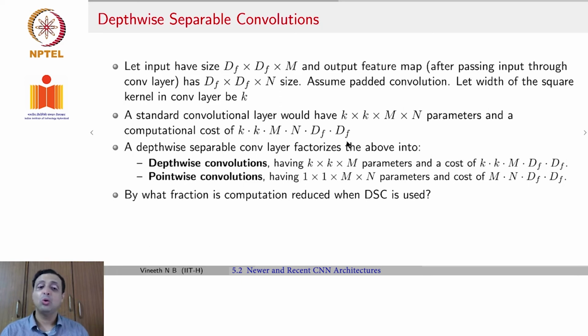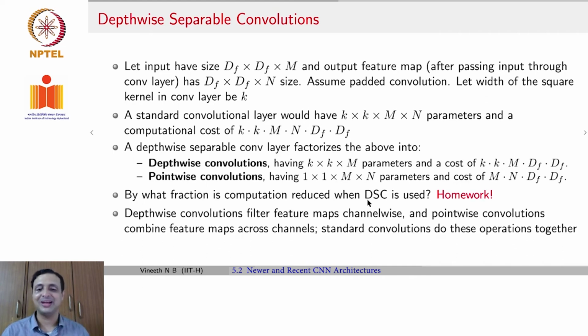So if you now see, what was multiplicative in terms of these parameters now becomes an addition of K into K into M into Df into Df plus M into N into Df into Df. By what fraction is computation reduced? You can try computing it yourself, but clearly you can see that this would become additive, this would become multiplicative, and that should tell you by what fraction the computations reduce. This is very similar in principle to separable convolutions that we saw way back in the first week.